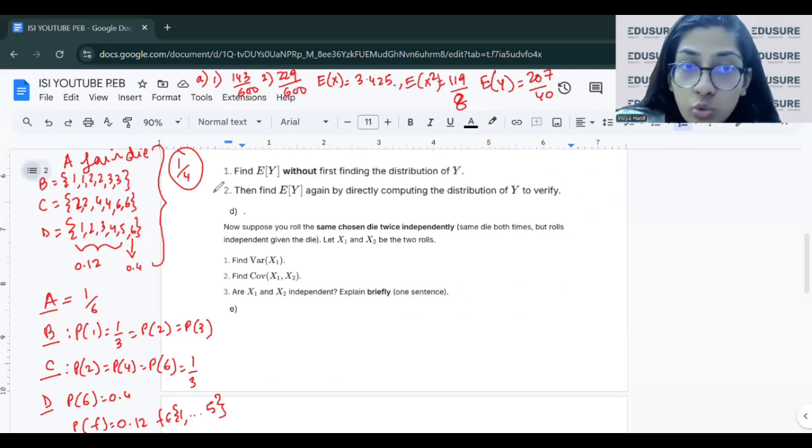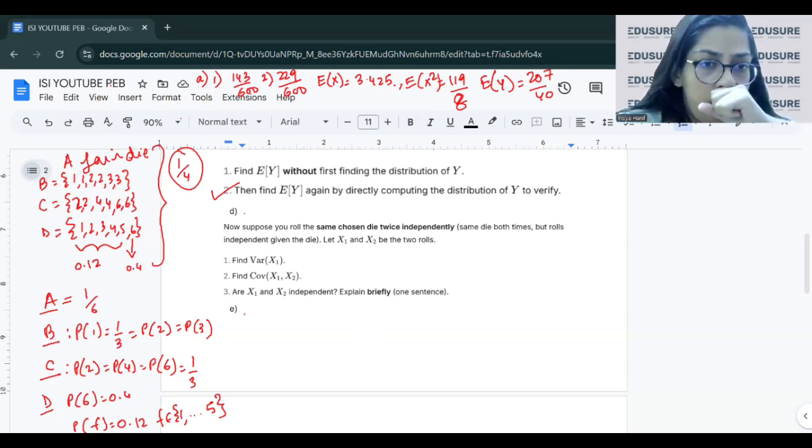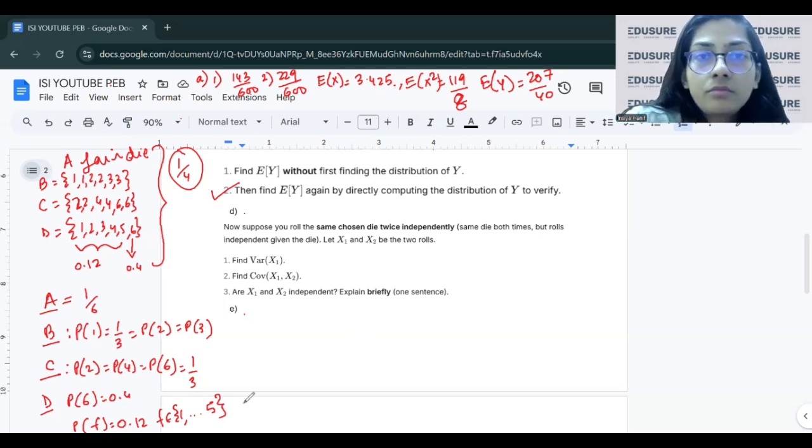अब हमें करना है सी का पार्ट 2. Then find expectation of y again by directly computing the distribution of y to verify. Okay, so now we have to first calculate the distribution of y, and on the basis of that हमें expectation of y calculate करना है, and then we have to see कि हमें ये दोनों आंसर्स जो हमने पार्ट 1 में किया था, is it same or not. Okay ठीक है. So okay, तो हमारे पास क्या है, we have y is equal to, one second.